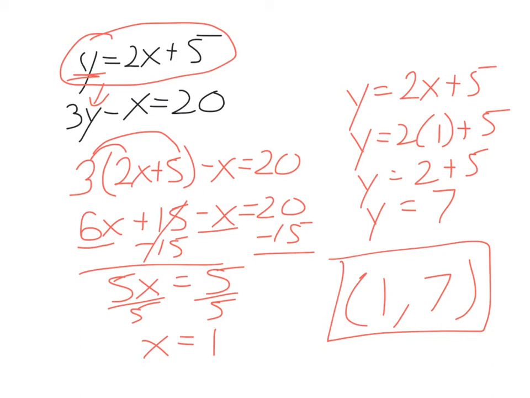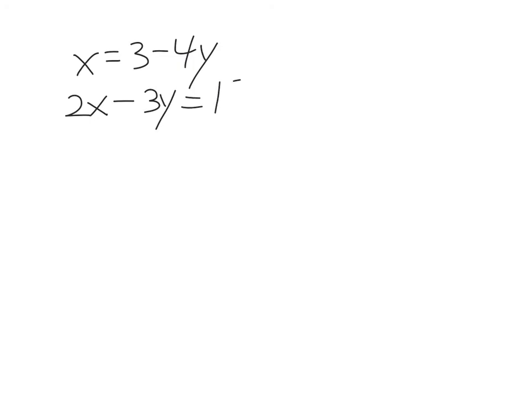So let me give you one to try and see how well you do. All right, so here's one for you to try. I was trying to find a nice one for you. And the one I was originally thinking wasn't so nice, but let's do this one. x equals 3 minus 4y and 2x minus 3y equals 17. All right, pause the recording and try this one and see what you come up with.